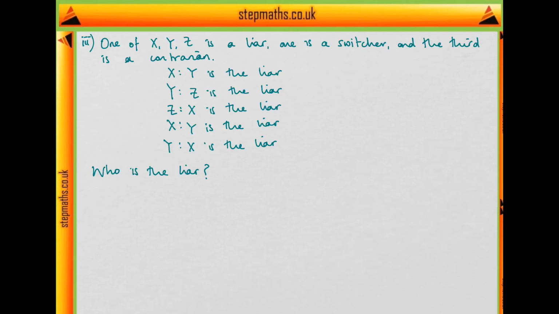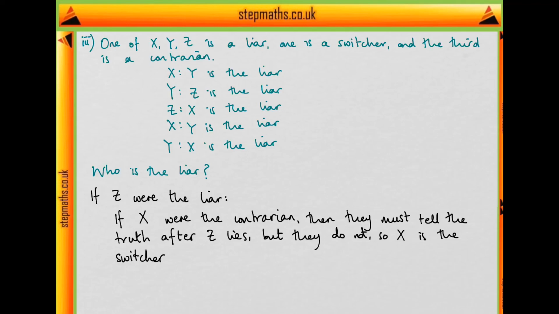Okay, so again, let's think about what would happen if X or Y or Z were the liar. And I'm going to start off with Z this time, just because the liar is actually X, so I don't want to start off with them. So if Z were the liar, then one of X and Y is the contrarian, the other is the switcher.